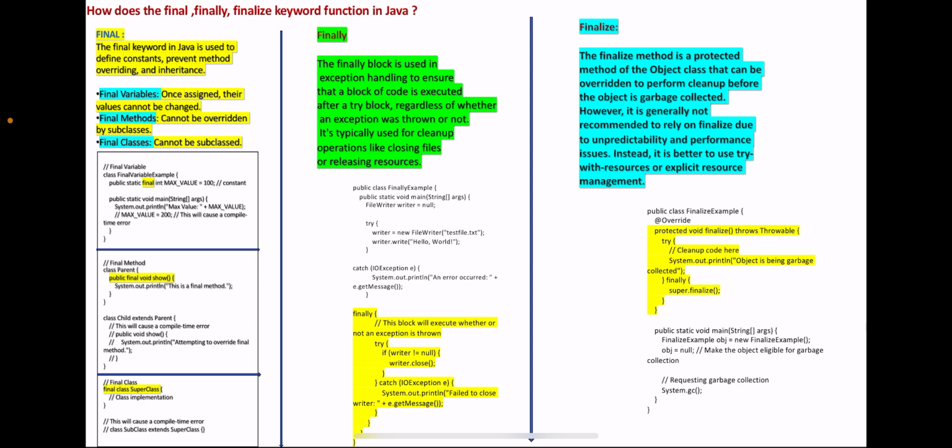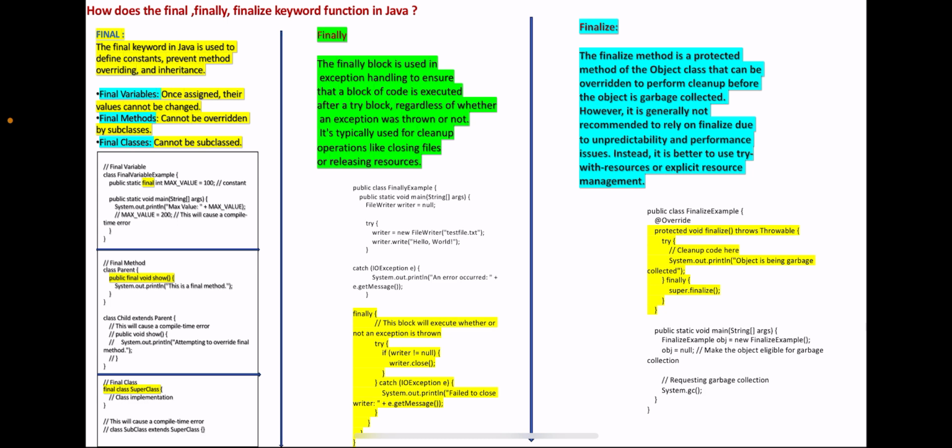The next one is the final method, which cannot be overridden by subclasses. So here you have a parent class and there is a method void show. Then when the child class extends the parent, it gives a compile time error because it attempted to override the final method. Then the final classes cannot be subclassed. So if your final class is the superclass, then when you have a subclass that extends the superclass, it will give you an error because your superclass is final.